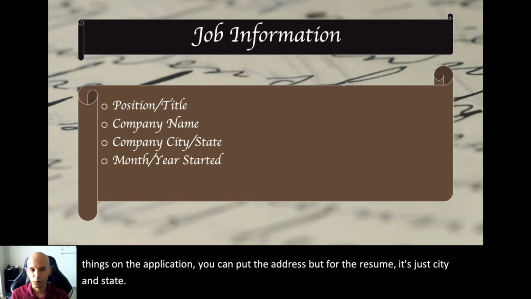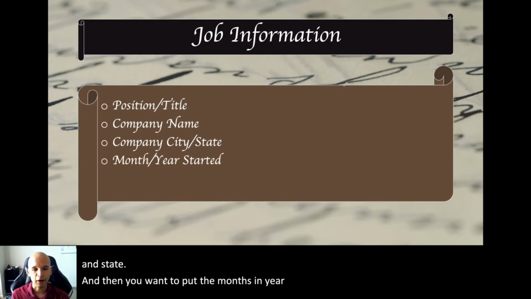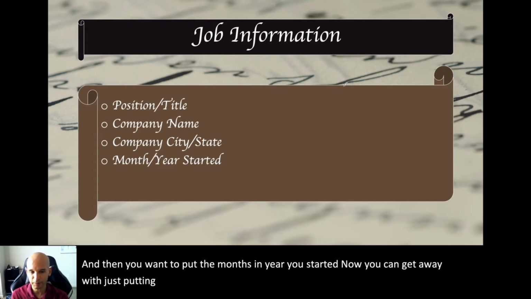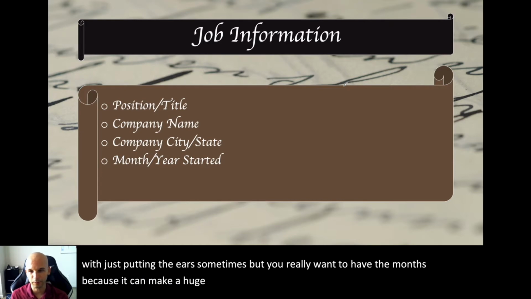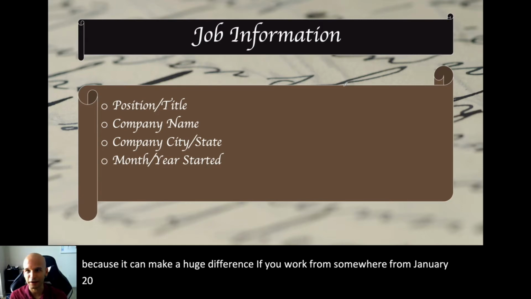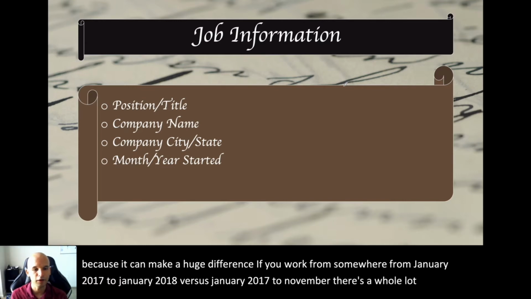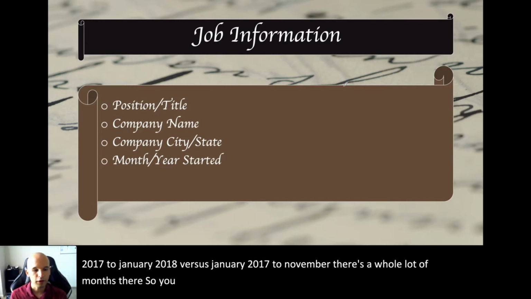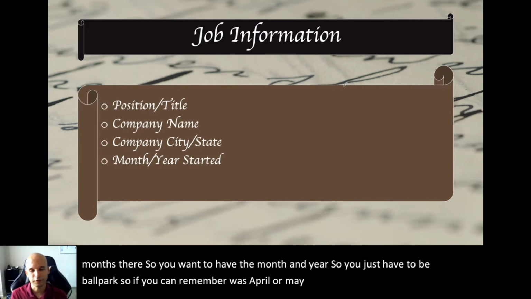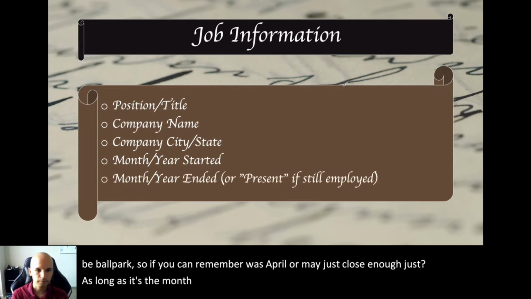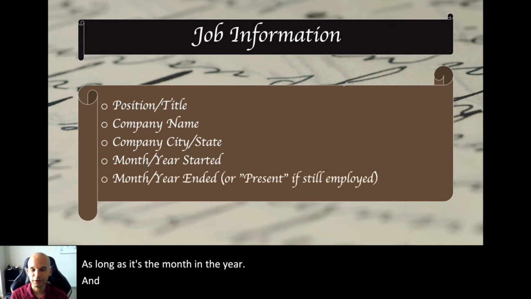And then you want to put the month and year you started. Now, you can get away with just putting the years sometimes, but you really want to have the months because it can make a huge difference if you worked from somewhere like January 2017 to January 2018 versus January 2017 to November of 2018. I mean, there's a whole lot of months there. So you want to have the month and year. You just have to be ballpark. So if you can't remember if it was April or May, just close enough, just as long as it's the month and the year. And then the month and the year that it ended.